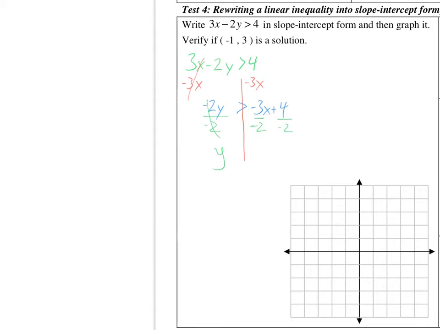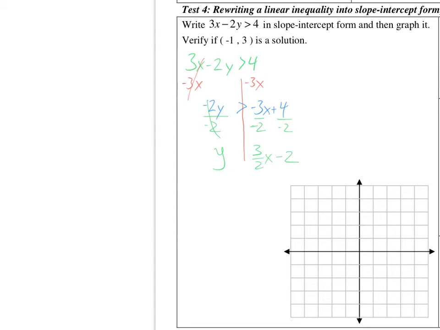And what I end up with is, well, does 3 over 2 reduce? No, but a negative divided by negative, that is a positive 3 over 2 x. Don't lose the x. Many of you will forget or lose the x. And what's 4 divided by negative 2? It's negative 2.